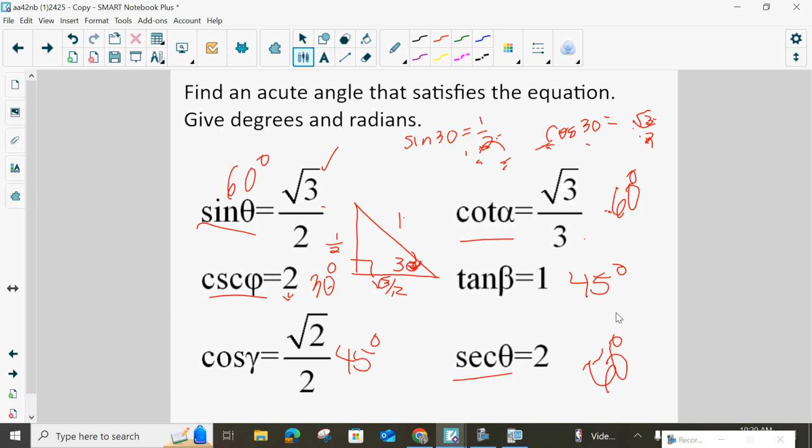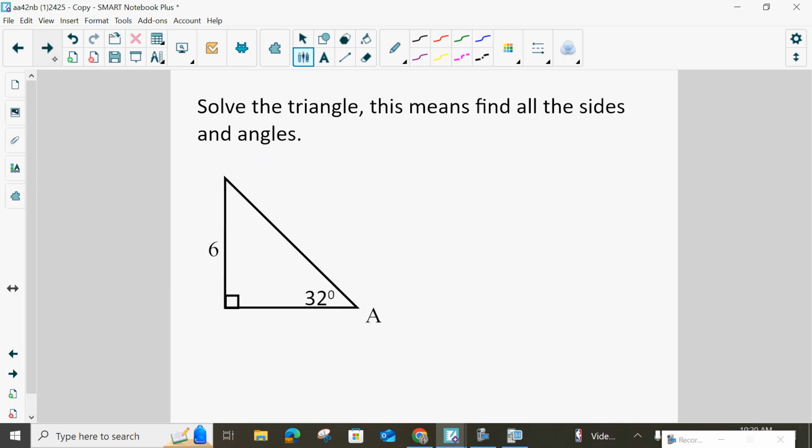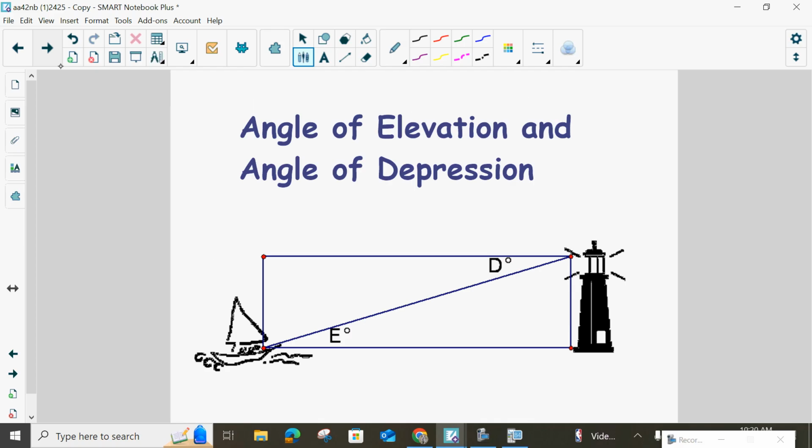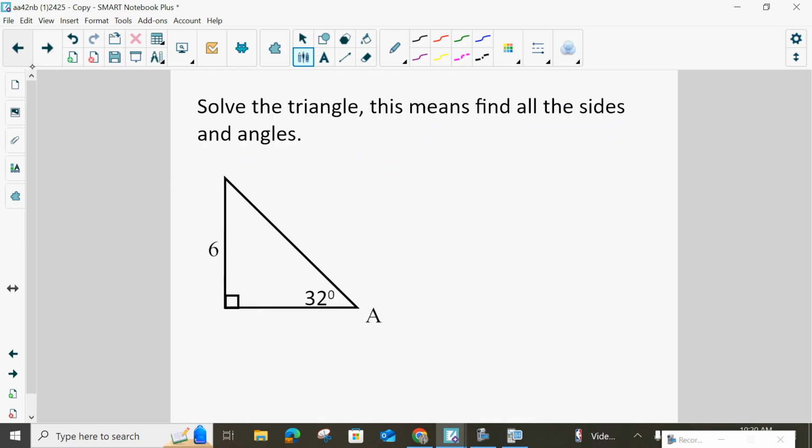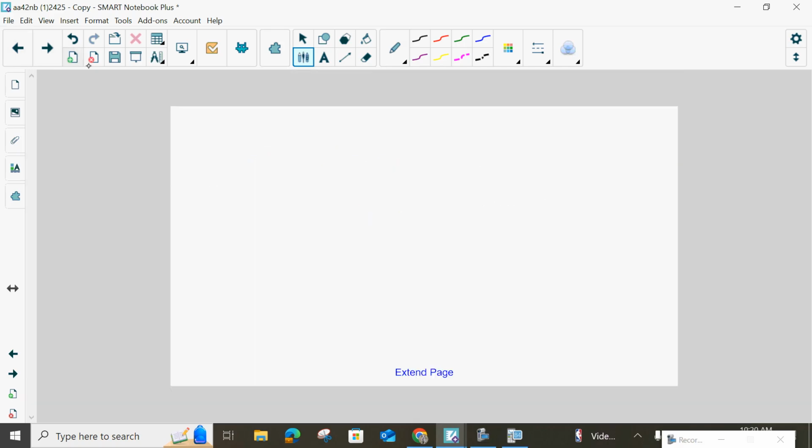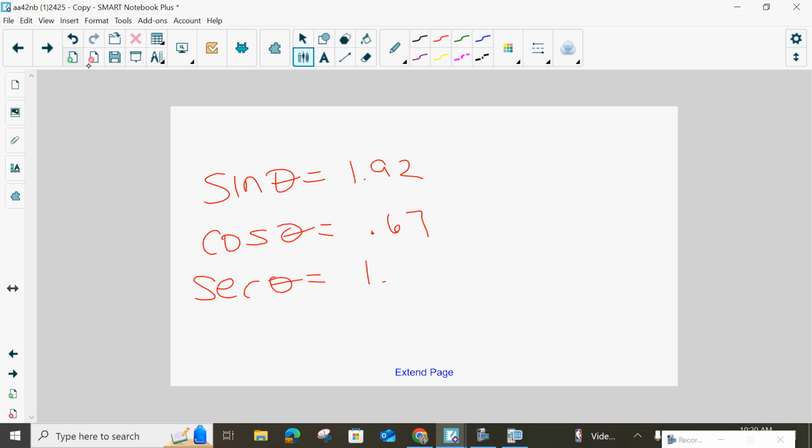All right, now let's go to your calculator. Oh, that's not your calculator. I did not write a calculator one. All righty, let me write a calculator one. All right, sine of theta is 1.92. Cosine of theta is 0.67. Secant of theta is 1.95, and cotangent of theta is 0.625.